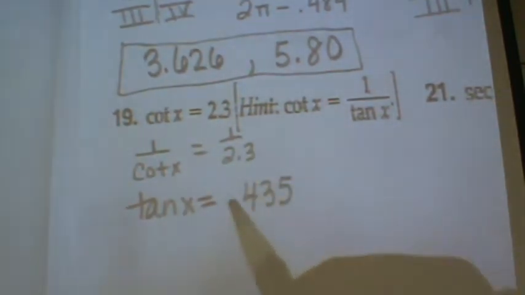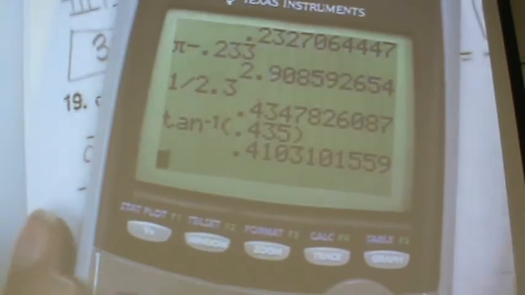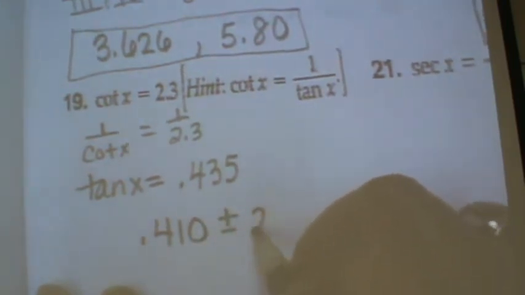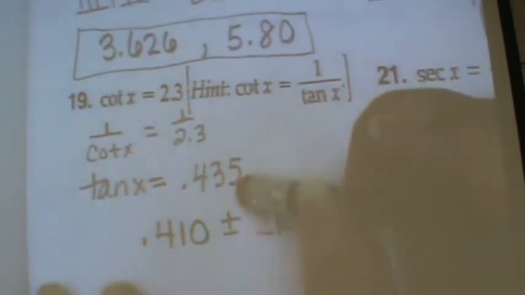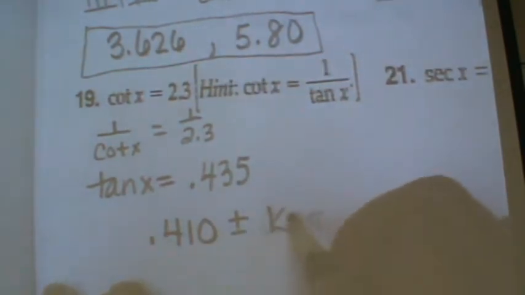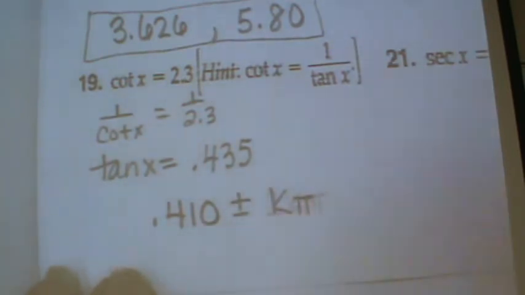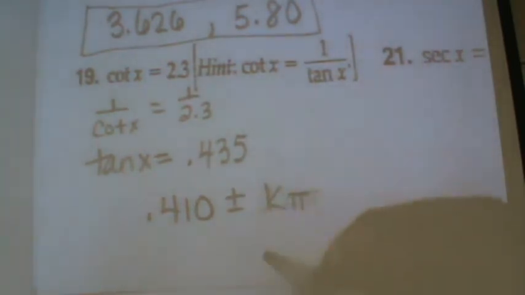So you're gonna hit second tan, and there's your answer, 0.410. And add and subtract k pi if you wanted, or you could just add k pi and then you have both answers. What other quadrant is tangent positive in? In 3, so you would do pi plus that answer. So that's your other answer. You can only do the k pi thing with tangent, right? Tangent is k pi, yep.